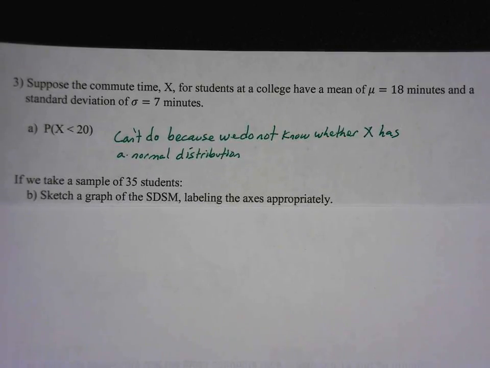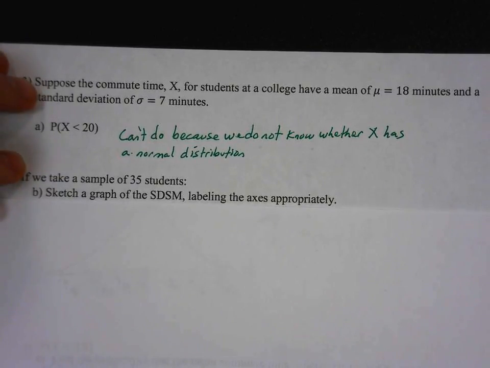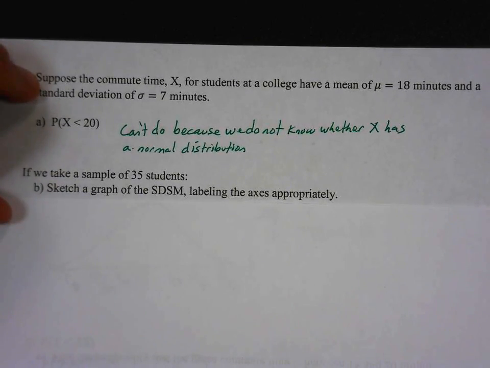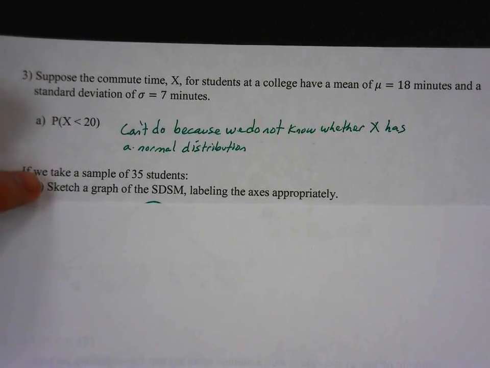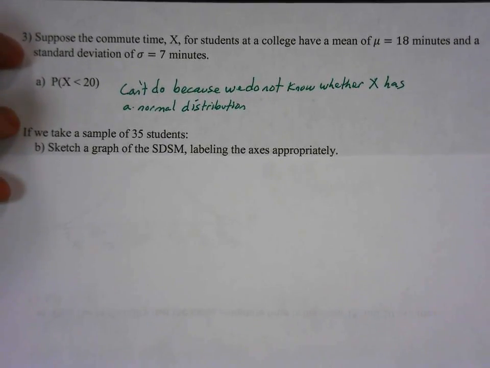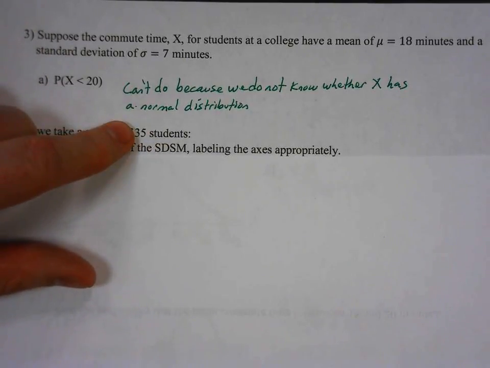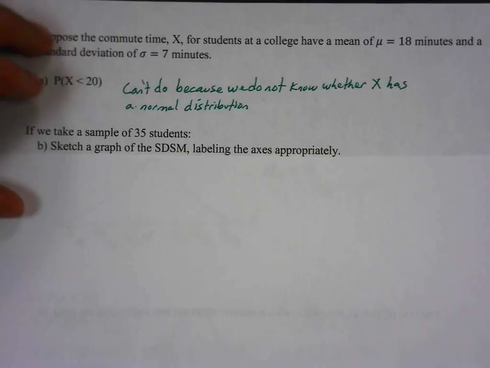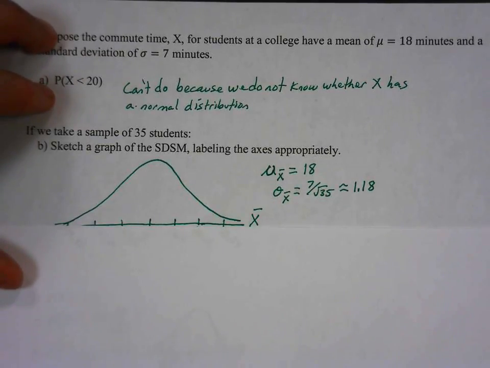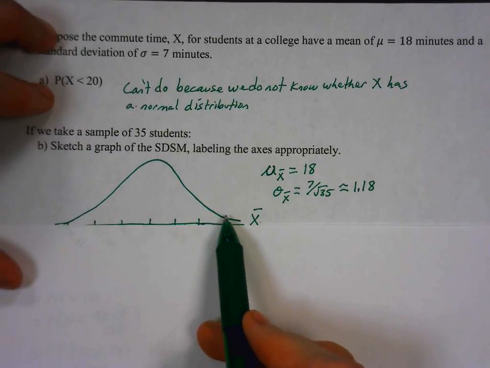So now, by the central limit theorem, if we take a sample of size 35 students, the distribution of x bar, the distribution for the SDSM, will be normally distributed. And that will allow us to use our z-tables. If we take a sample of 35 students from this original distribution, that sample size is large enough for part 2 of the central limit theorem to apply. So we know that the x bar distribution is going to be normal, so we can draw that shape.